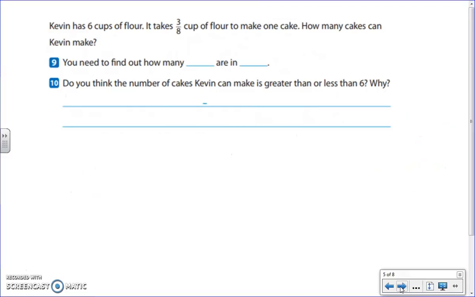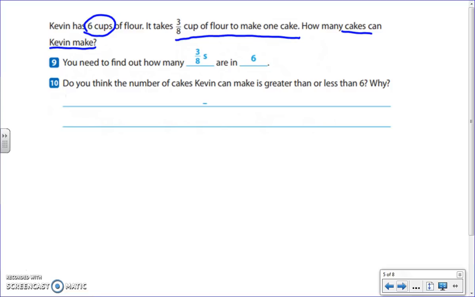Says that, new problem. Kevin has 6 cups of flour. It takes 3/8 of a cup of flour to make 1 cake. How many cakes can Kevin make? So again, we're trying to figure out how many cakes that he can make. And I know that for every 3/8 of a cup, he can make 1. He has 6 cups, so he can keep making cakes until he's used up 6 cups of flour. So what we need to think of is how many 3/8 will fit into 6, because he can keep making cakes until he's run out of his 6 cups.